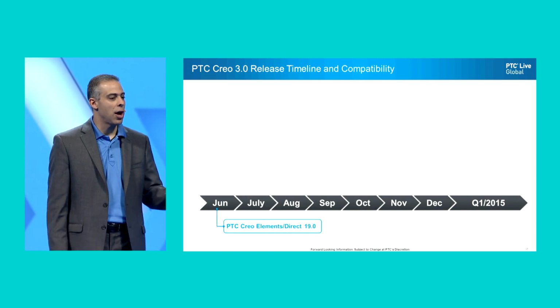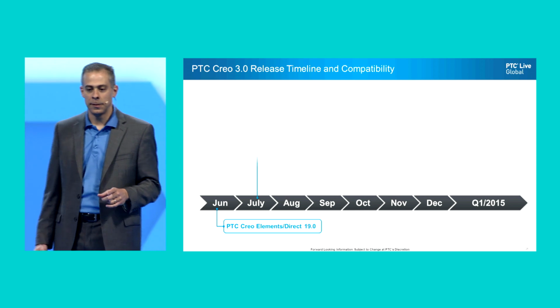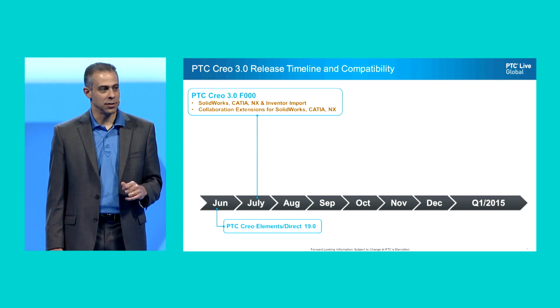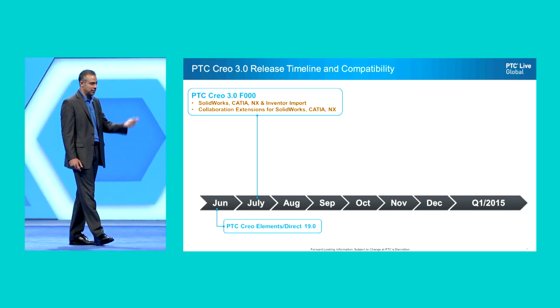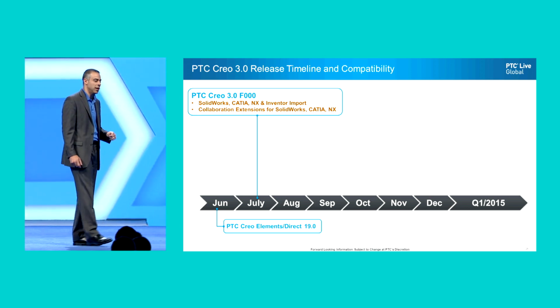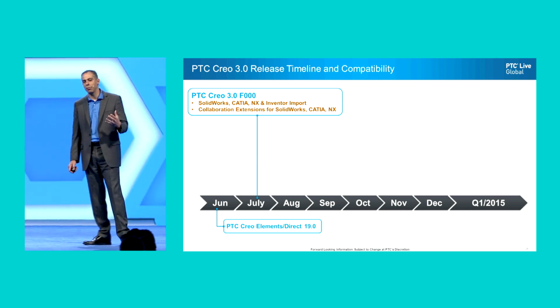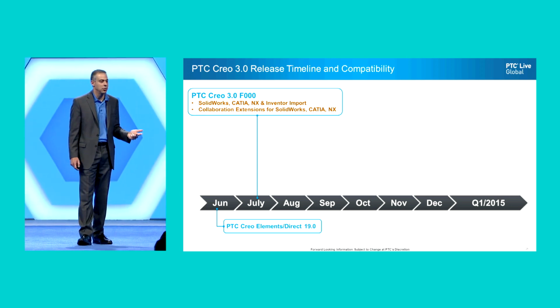Okay, just a little bit on timing. PTC Creo 3.0 releases in July, about 1 month from now. With that release, you get all the import capabilities I talked about, except for Solid Edge. Solid Edge comes in another maintenance release coming up soon, and you get 3 new collaboration extensions. You get the collaboration extensions for SolidWorks, CATIA, and NX, okay?